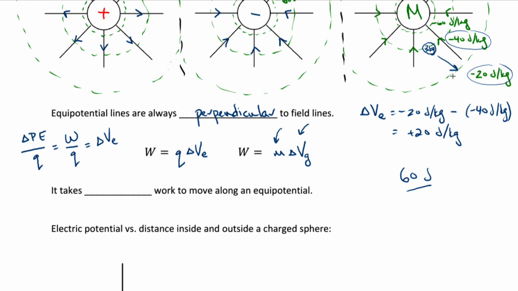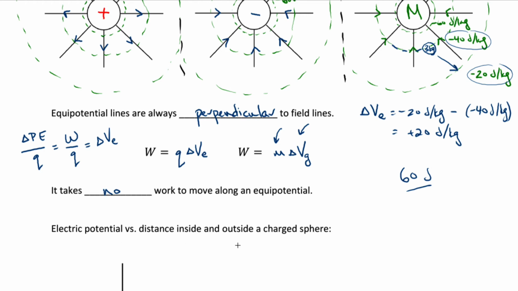Also notice that that implies that it takes no work to move along an equipotential, because if the change in potential is 0, then the product here is 0, the work is 0. So moving this 3 kilogram mass anywhere along this equipotential would take no work. Again, think of the height situation. You're not changing your gravitational potential energy if you're not changing height. And so you don't have to do any work against the gravitational force.